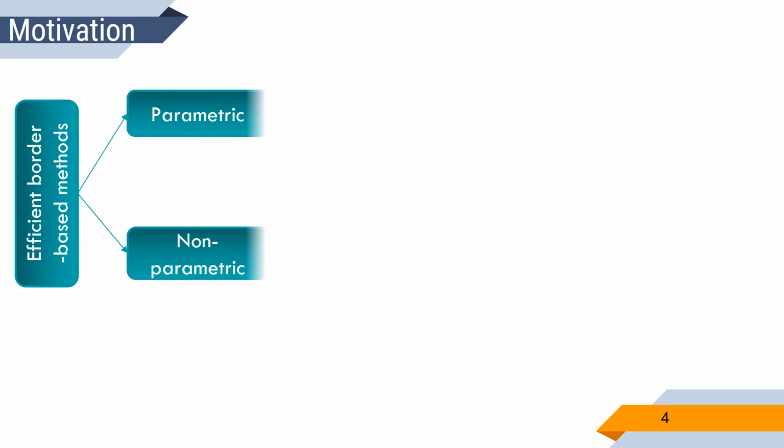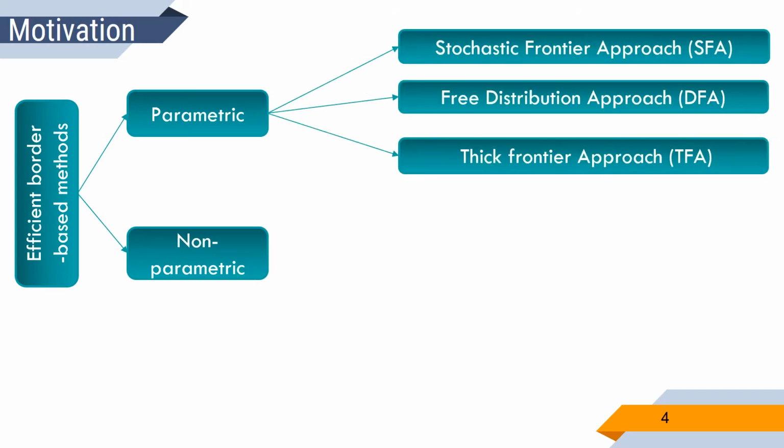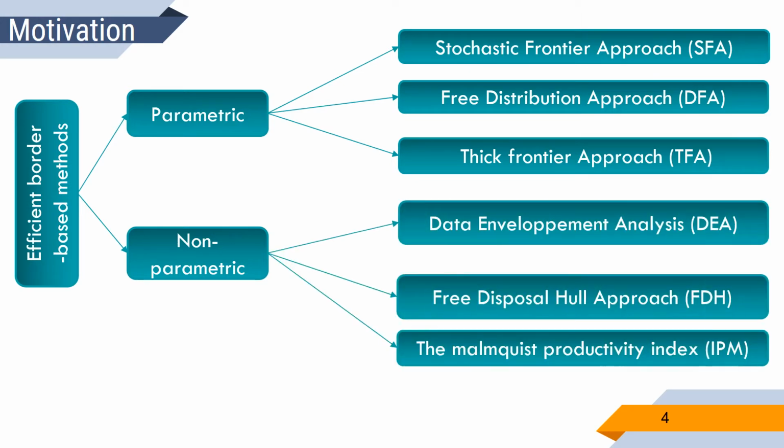In the academic literature, efficiency-based methods are commonly used. These methods could be either parametric or non-parametric. Methods allied to the parametric approach could be the stochastic, the free distribution, and the thick frontier approach, whereas the data envelopment analysis, the free disposal hull approach, and the Malmquist productivity index are relevant examples for non-parametric approach.